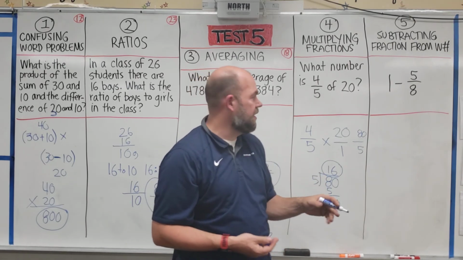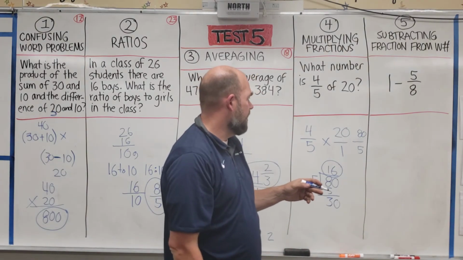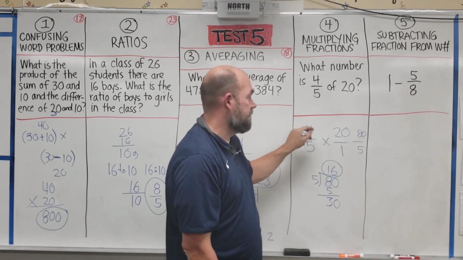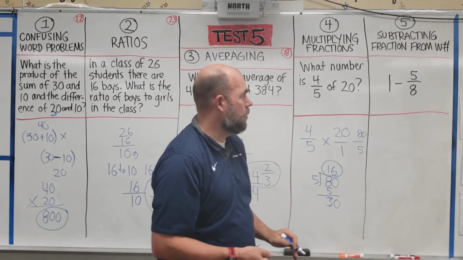There's actually several ways. We didn't do any cross multiplying. We didn't do other ways. We could just do 5 times 20 divided by 4. So there's a bunch of different ways we can solve this problem. That's just one of the ways.